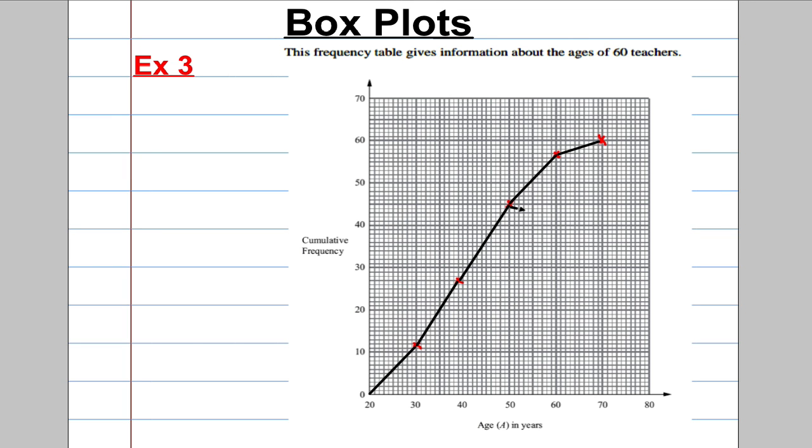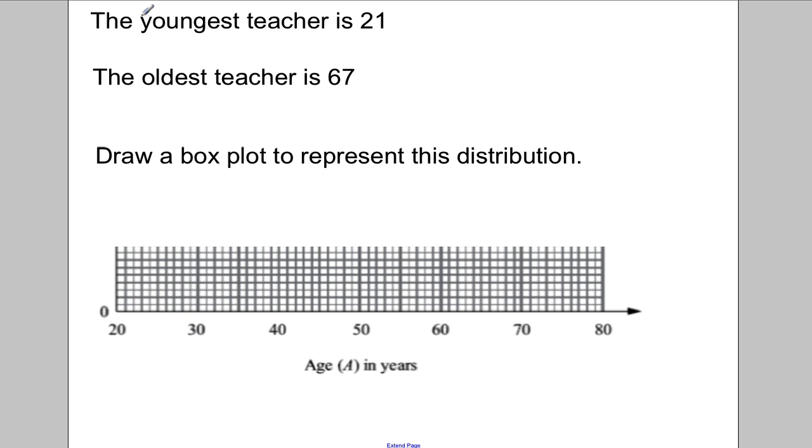The last way they ask it is they either get you to draw a cumulative frequency diagram. So this here, it wasn't a frequency table, it's a cumulative frequency diagram. So they get you to draw a cumulative frequency diagram, or they give it to you, and they tell you here it's about 60 teachers, the ages of 60 teachers, and then they'll tell you the youngest teacher is 21, the oldest is 67, and they'll get you to draw a box plot. So remember, you need the smallest, which they give you is 21. You need the biggest, which they give you 67. But we're going to need the lower quartile, the median, and the upper quartile.